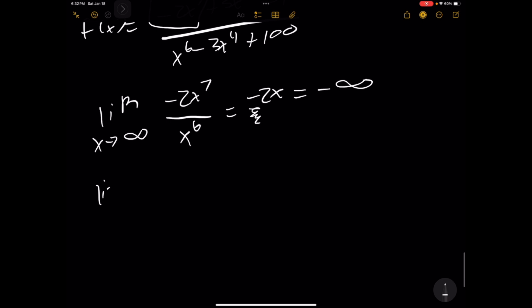In this case, the limit as x goes to negative infinity of negative 2x is going to go in the opposite direction, because we're going to get a really, really small number, something really negative, but multiplied by negative 2 is going to give us positive infinity. And that is our limits at infinity.